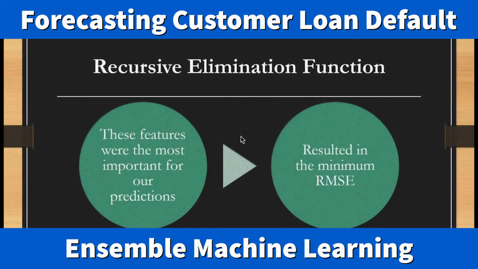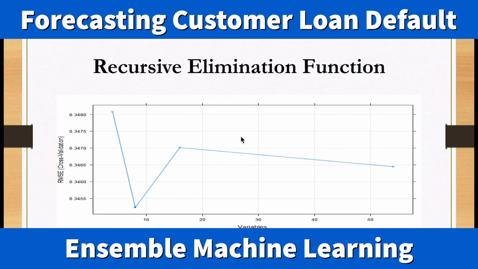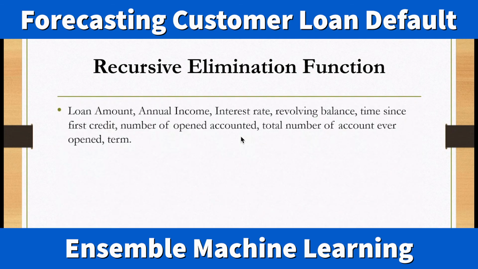The second thing that we ran was a recursive elimination function, and this mainly highlights what the key features in a data set are. On this graph, you can see that the top 8 variables have the lowest mean squared error, and these top 8 variables are the loan amount, the annual income, the interest rate, the revolving balance, the time since the first credit, the number of open accounts, the total number of accounts ever opened, and finally the term of the loan.